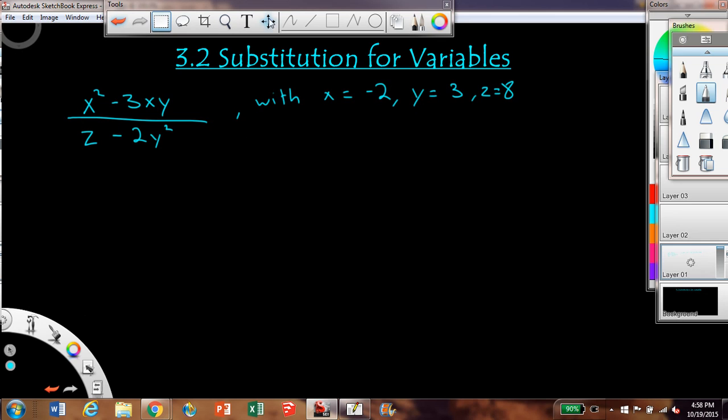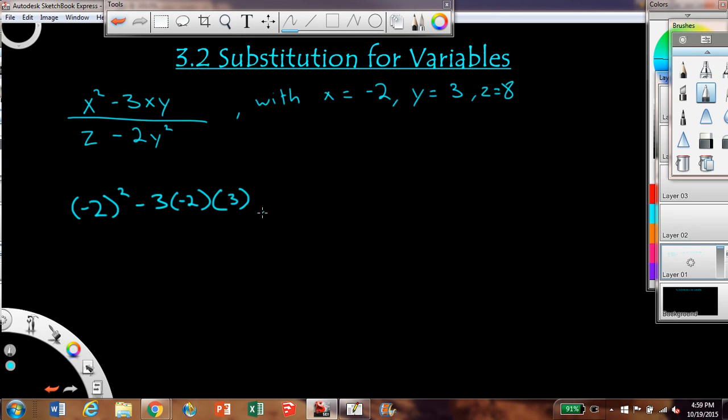All right. Now, all I'm going to do is rewrite the original expression, but replace my variables. So instead of x squared, I'm going to have parentheses -2 squared minus 3 times, well, instead of x, I put parentheses -2. And instead of y, I'm going to put parentheses 3.